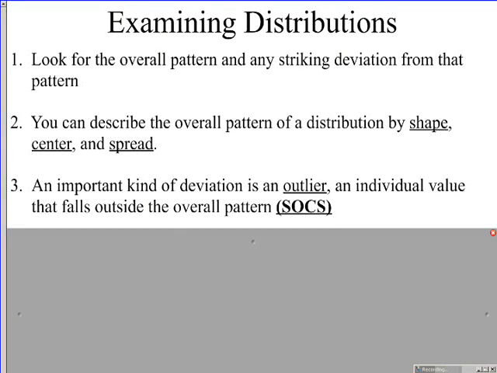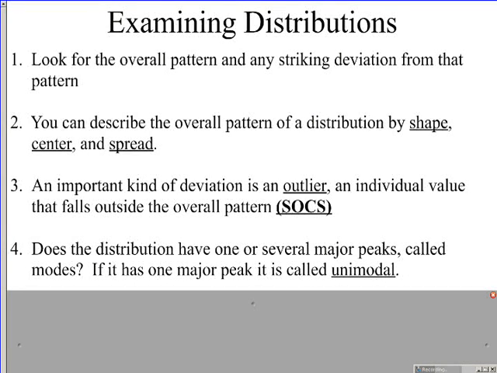This acronym SOCS, S-O-C-S, anytime from here on out on a quiz or a test, and especially the AP exam, that you are asked to describe a distribution, examine this distribution, compare these two distributions, think of this SOCS acronym, and make sure you talk about each one of the four letters in the acronym. Shape, outliers, center, and spread. Comment on each one of those four anytime you are asked to describe a distribution.